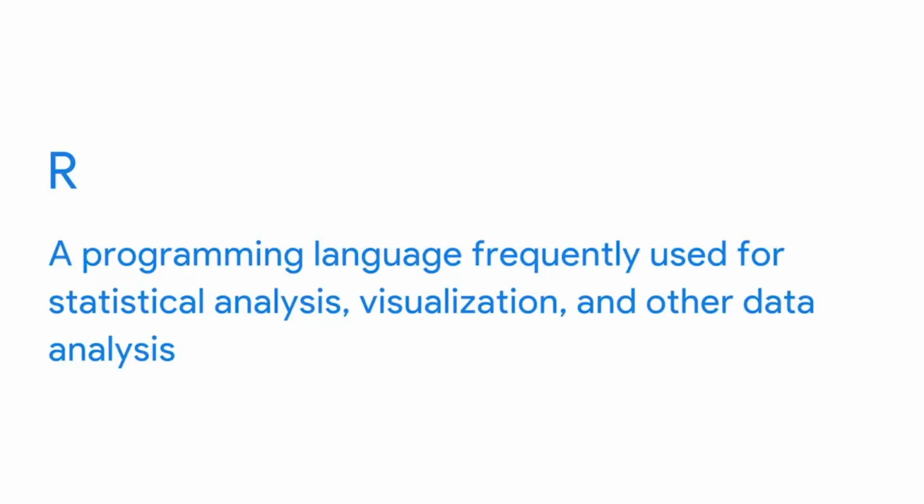Hello again! Now that we've talked about programming languages in general, let's get to know R. So, what is R? R is a programming language frequently used for statistical analysis, visualization, and other data analysis. Later on, you'll take a tour of RStudio, which is a popular software environment for the R language. In this video, we'll discuss R's main features and functions and its advantages for data analysis. R is super cool. I'm excited for you to learn about it.